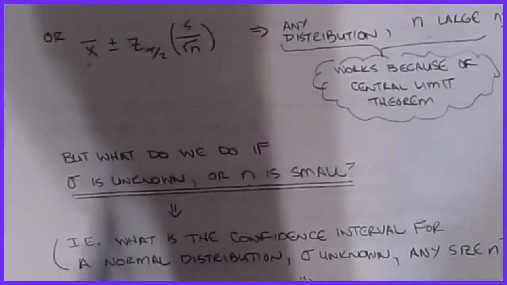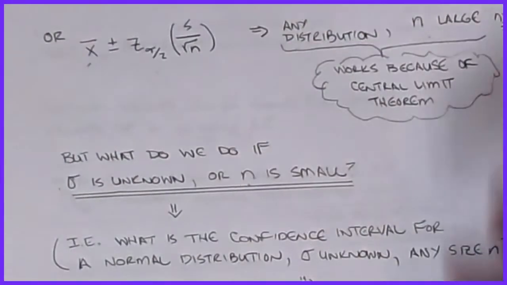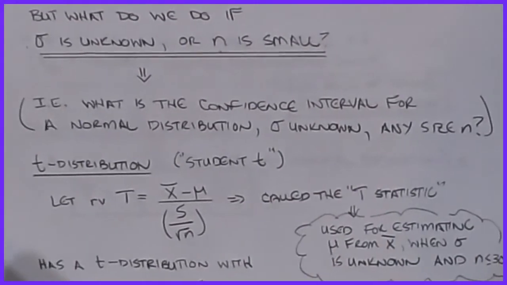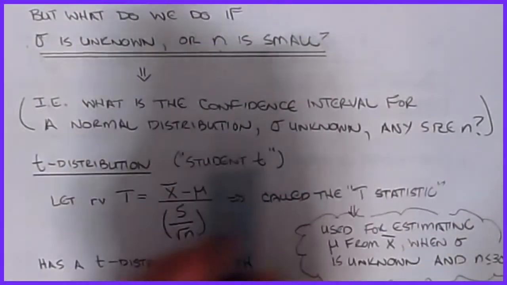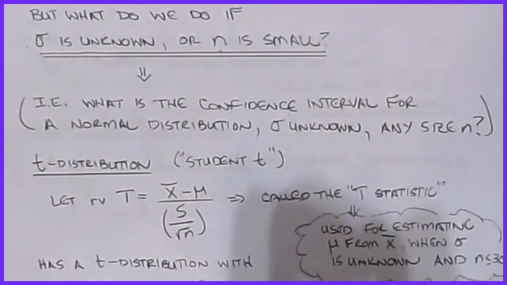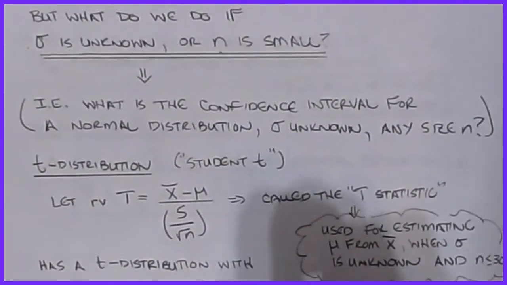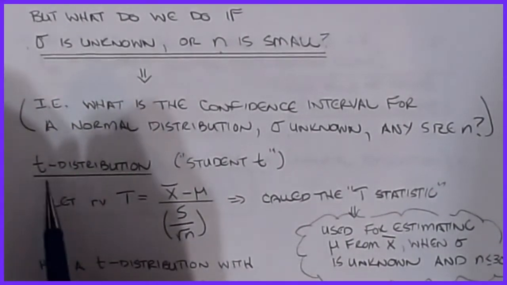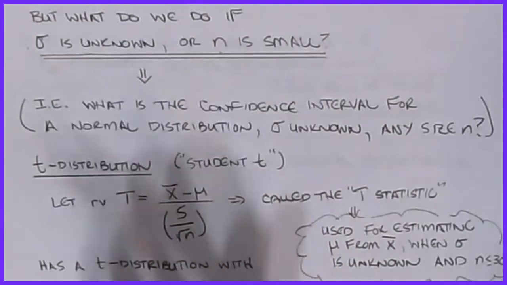Well, then neither one of these works, and so we have to come up with a correction. Our general idea is, what is the confidence interval for a normal distribution, sigma unknown, any size sample? Okay, and so this leads us to a new distribution type, what we call the t distribution. Sometimes they call it the student t.